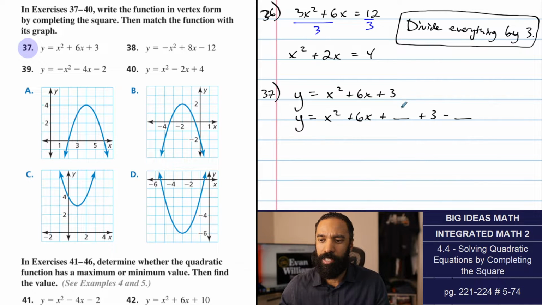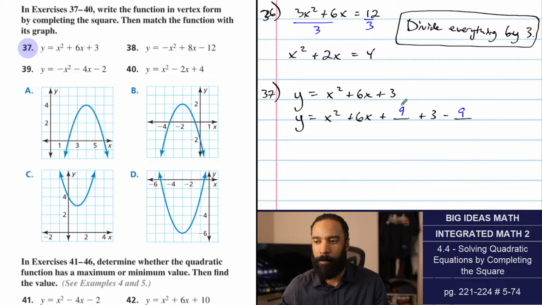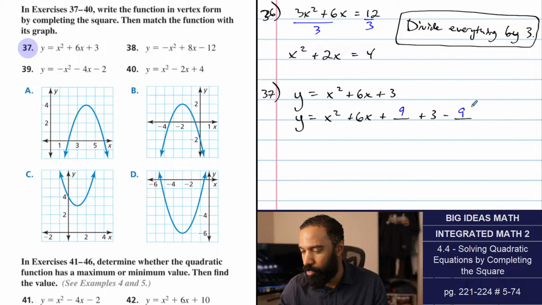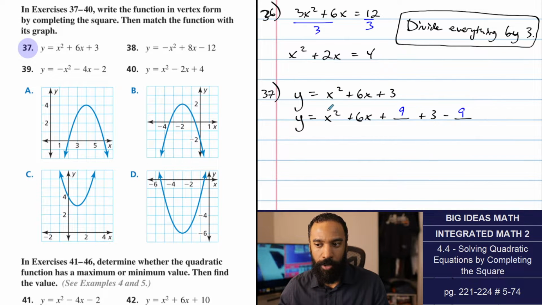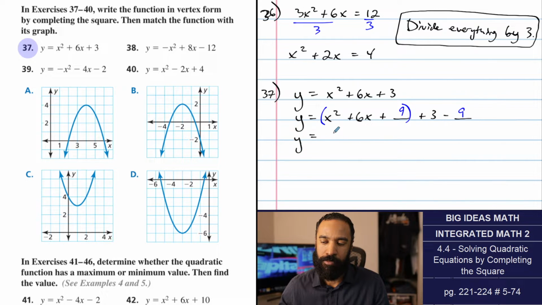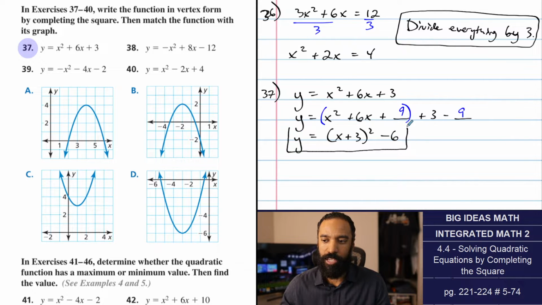So what number goes here? It's 9. 6 divided by 2, squared. So you subtract 9 as well. You're like, well, Mr. Robinson, 9 minus 9 is 0. Well, no, the goal was to make a perfect square trinomial. We're going to factor this down. We're just going to combine these two. So this becomes x plus 3 quantity squared inside there, and 3 minus 9 is negative 6. Hey, y'all, this is vertex form.